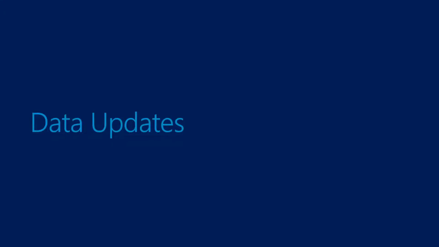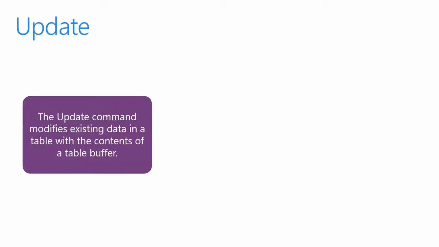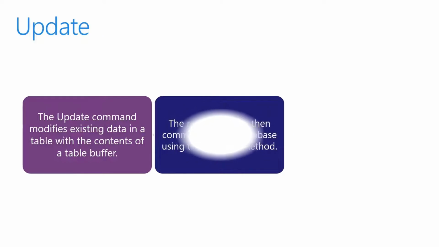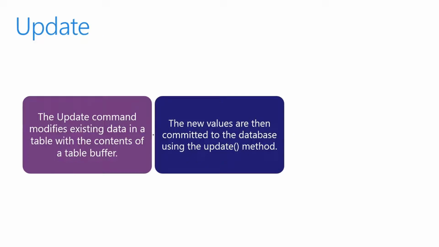In this lesson, we will review data updates. The update command modifies existing data in a table with the contents of a table buffer. The record is first retrieved from the database using a select statement. The data is then modified by assigning the new values to the fields in the table buffer. The new values are then committed to the database using the update method.